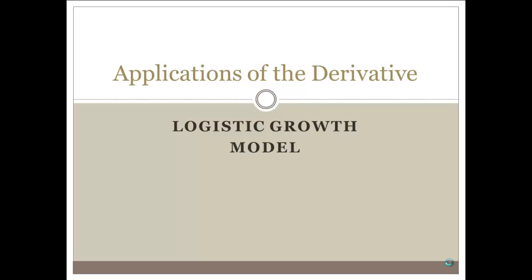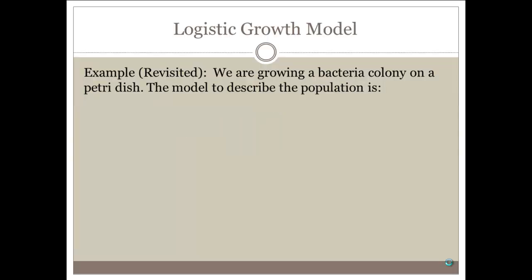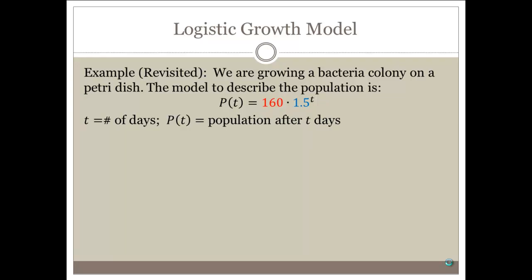In this video, we will return to our exponential growth model, but with a new twist. Let's revisit our example where we have a bacteria colony growing on a petri dish. Using an exponential function, we found a good model for this population to be P of t equals 160 times 1.5 to the t, where t is the number of days that the bacteria colony has been growing, and P of t is the population after t days.